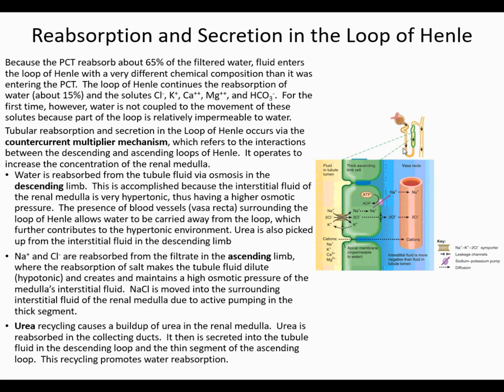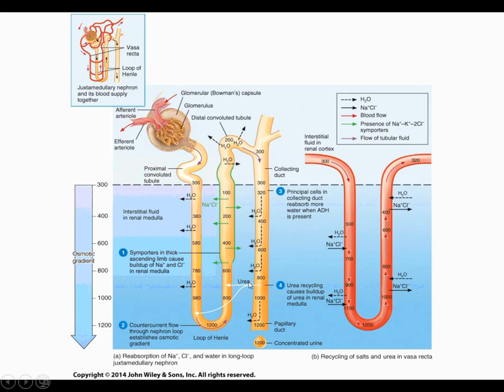So we can describe the renal medulla as very hypertonic. Hypertonic is like salt water, really, really loaded with solutes. Presence of blood vessels or vasa recta surrounding the loop of Henle allows water to be carried away from the loop, which further contributes to the hypertonic environment. Urea is also picked up from the interstitial fluid in the descending limb. So we're performing secretion of urea, and we can see that right here.